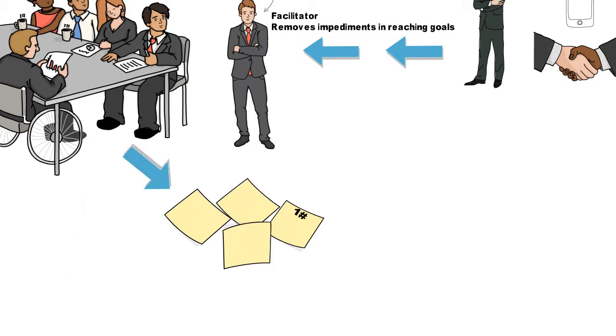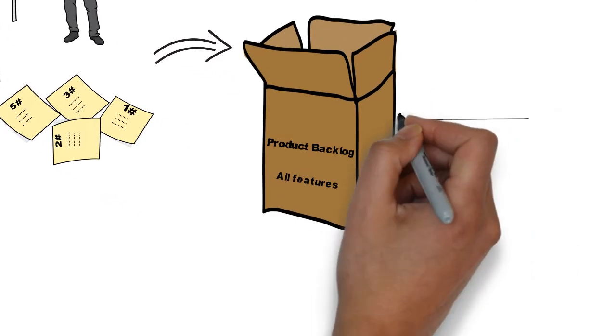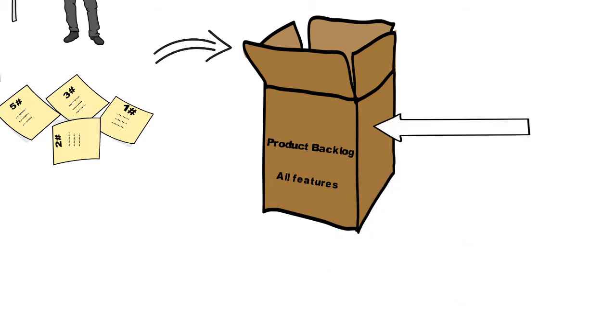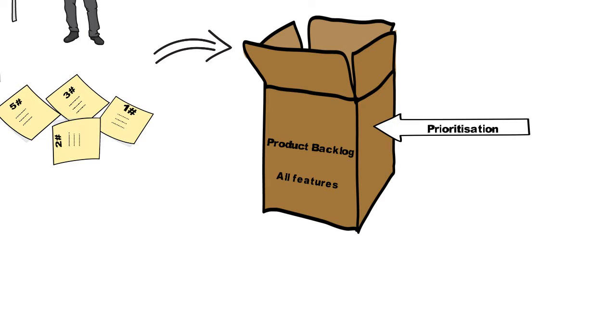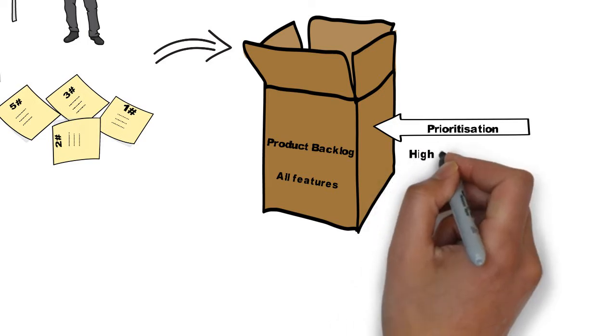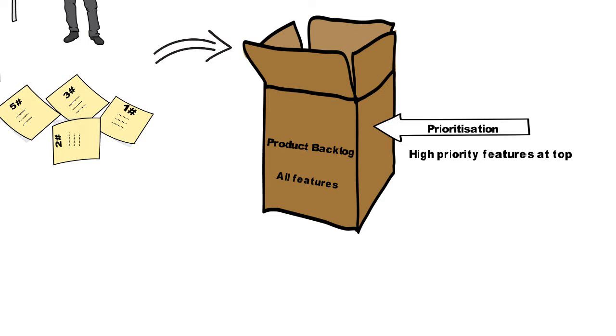Once all the user stories are created by the team, they are added to the product backlog. The product backlog is the set of all requirements and features to be actioned. This is managed by the product owner. One of the tasks of the product owner is to prioritize the user stories in the product backlog, keeping high priority features on top. Content in the product backlog changes frequently. New requirements are added while existing requirements undergo change.